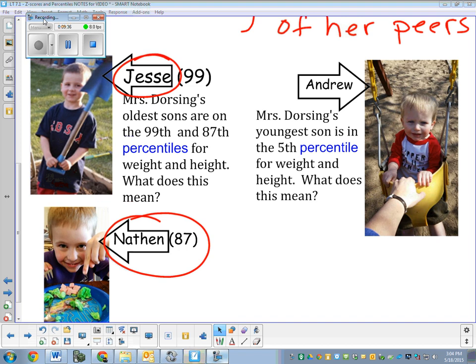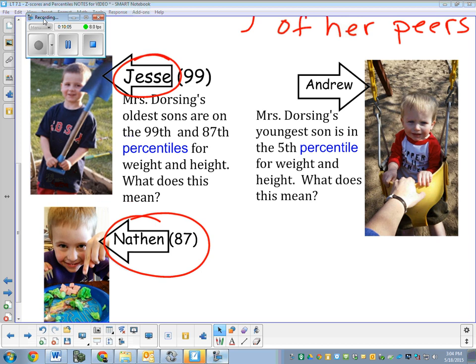So generally this means that they're pretty big compared to the other kids their own age. It's always compared to other kids their own age. So Jesse's 99th percentile, he's probably going to be a linebacker on the football team when he grows up. Nathan is 87th. He's just going to be a tall kid. He'll be above average.